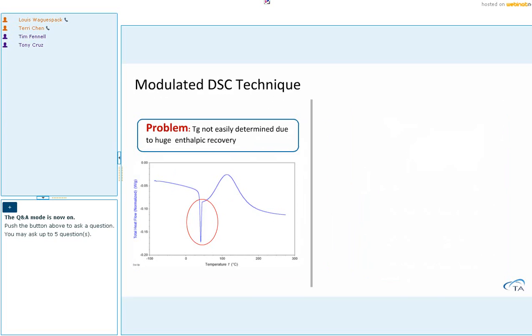Many times when you perform traditional DSC measurements, for example, a heat-cool-heat measurement on thermoset materials, right at the glass transition temperature you will see a sharp endothermic peak. This endothermic heat flow is associated with the enthalpic recovery of the material. However, since this enthalpic recovery always occurs right at the glass transition, it makes it difficult to accurately determine the glass transition temperature.